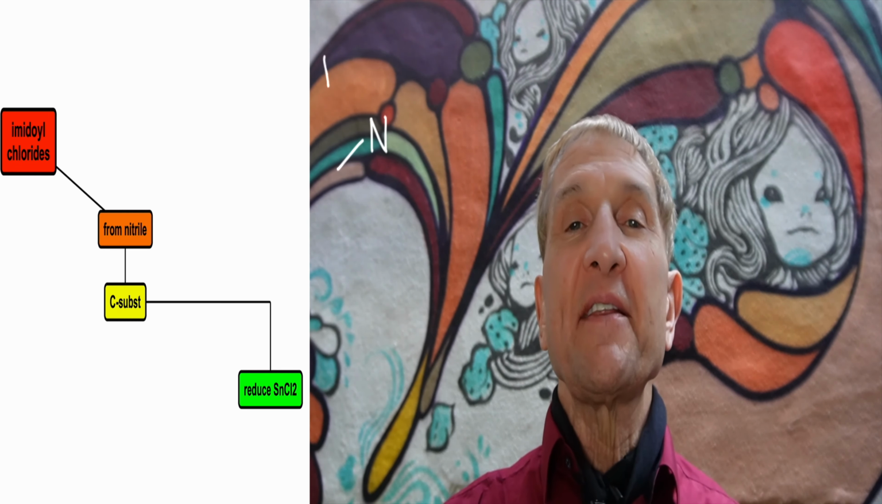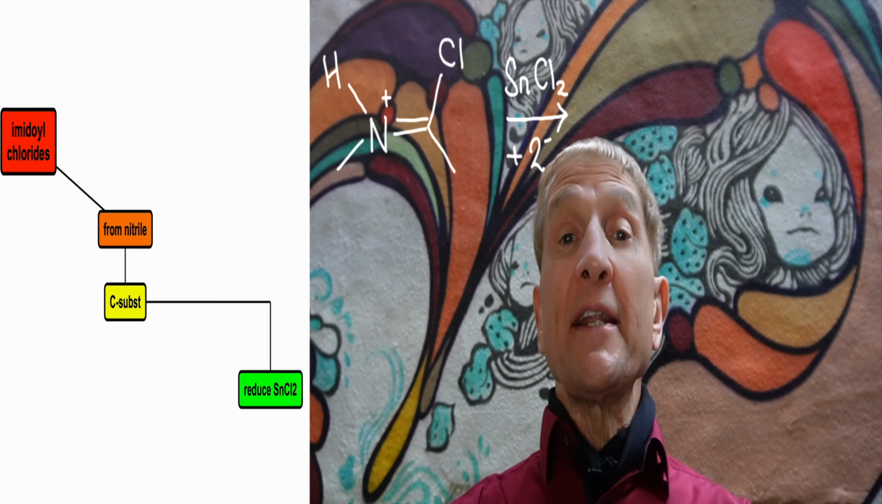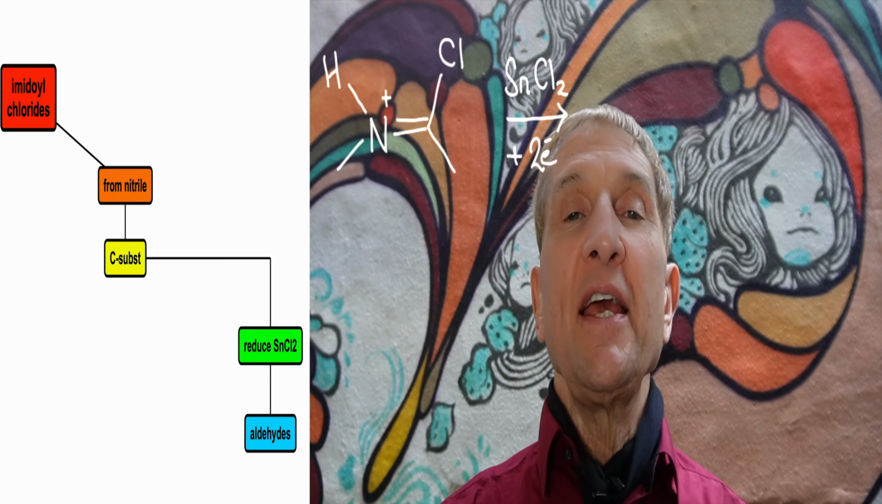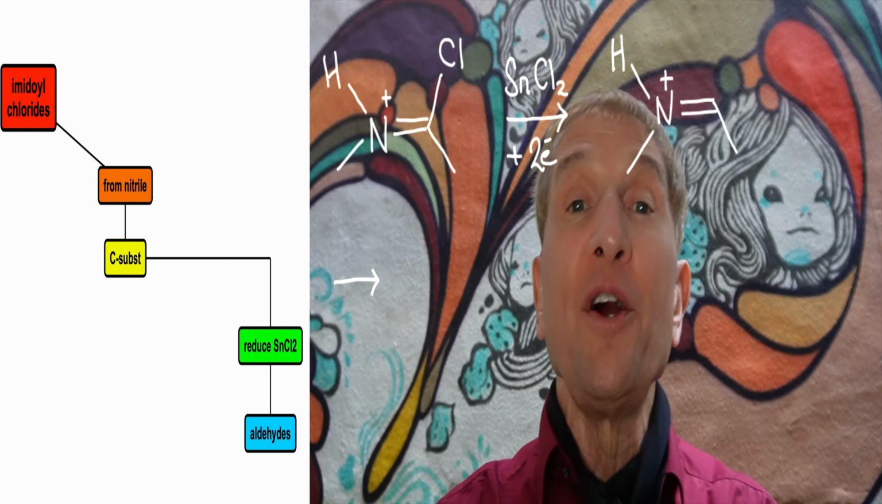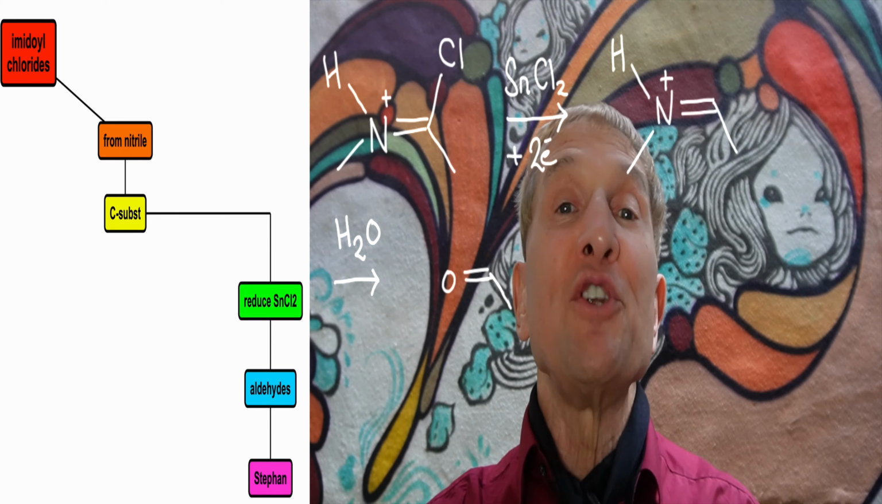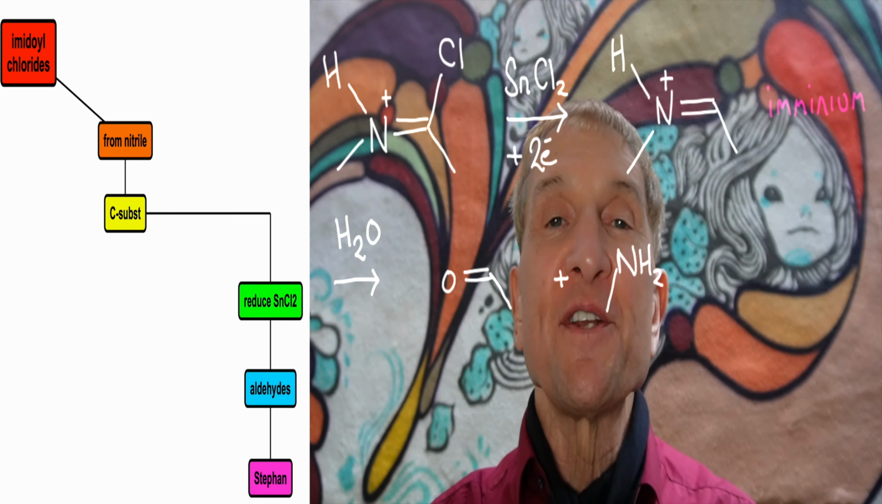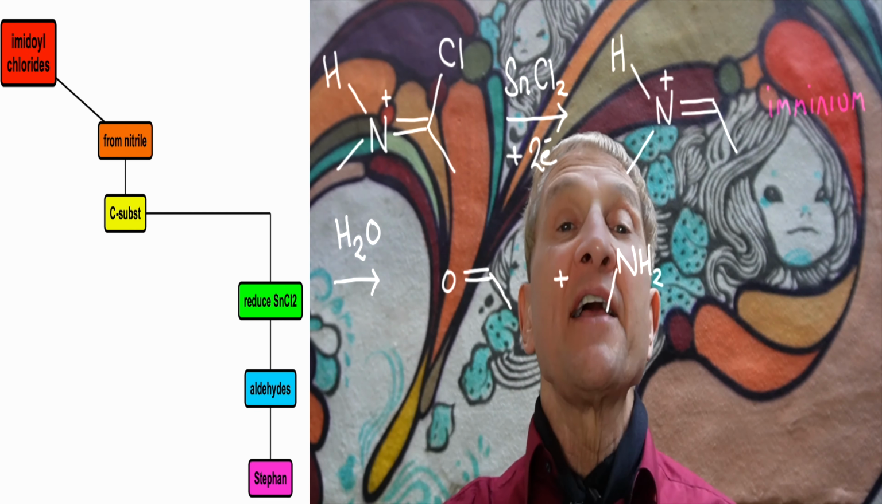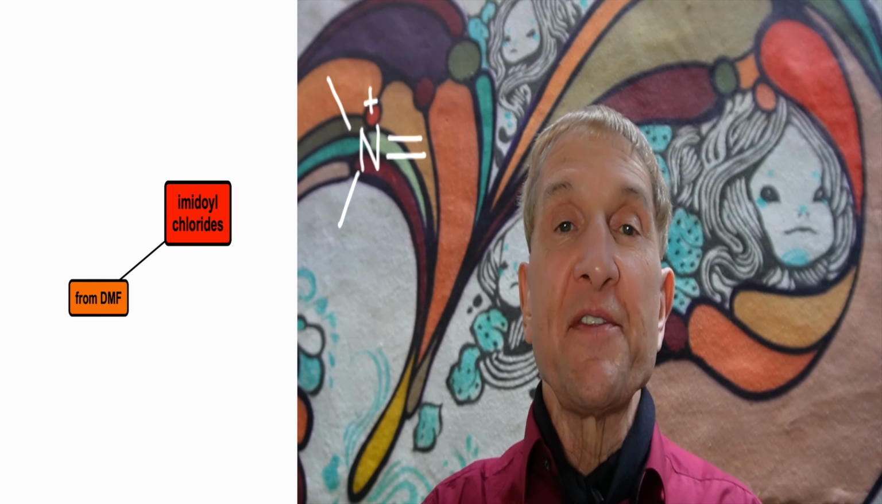Finally, if we take these imidoyl chlorides and add SnCl2, well, stannous chloride, SnCl2, is a 2-electron donor. It goes to tin 4 chloride, and it reduces the substrate, therefore it reduces, and on hydrolysis we get aldehydes, the Stephen reaction. So there you have it. Imidoyl chlorides are really useful in organic synthesis.